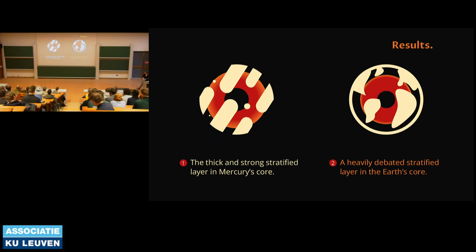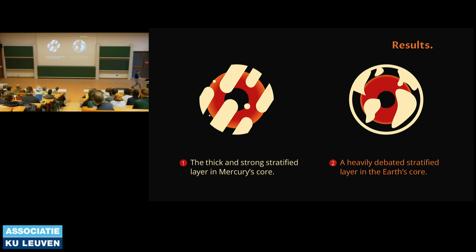And then we go a bit closer to home, we go to the Earth. And it might surprise you to know that while in Mercury's case, we're very sure that there is a layer and also that it's strong and thick, in the Earth it's actually a little bit of a debated topic. In almost every area of science around the Earth, geomagnetism or seismology, you will have both researchers that think it should be there and other researchers that say, no, it shouldn't be there.